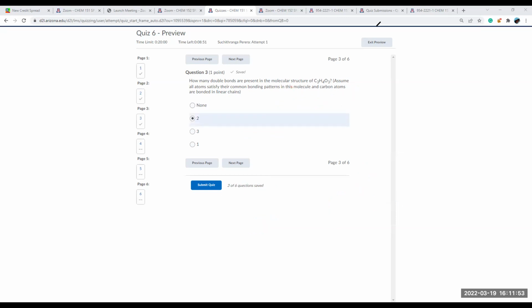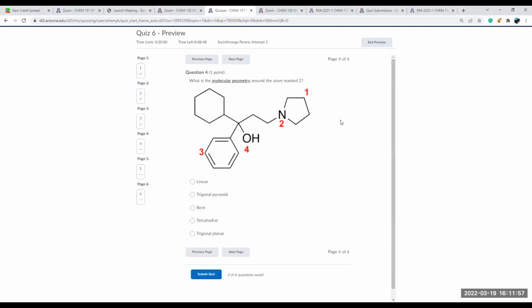Now moving on to question 4. What is the molecular geometry around the atom marked II? Again, we are dealing with this nitrogen over here. We need to keep in mind that we have to have an octet of electrons around these atoms. Therefore, we need to add a lone pair. We only have 3 bonding electron pairs, that means 6 electrons. The other 2 electrons should come in terms of a lone pair. So I'm going to add that.